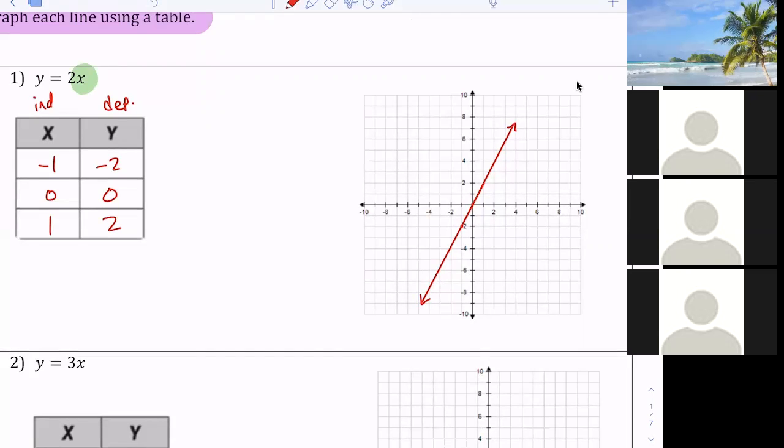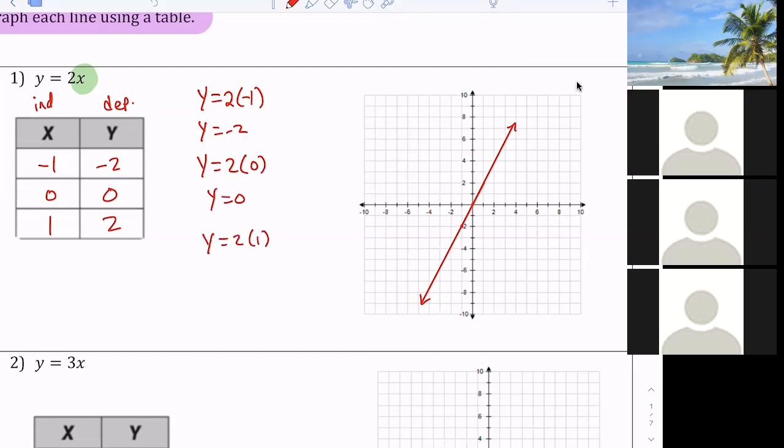Wouldn't it be -1 times -2? Or not? Isn't times 2 negatives? No. Listen to what I'm telling you. Y equals 2 times -1. Are you looking on the board? So Y would equal -2. Y equals 2 times 0. Y equals 0. Y equals 2 times 1. Y equals 2. Do you understand that?